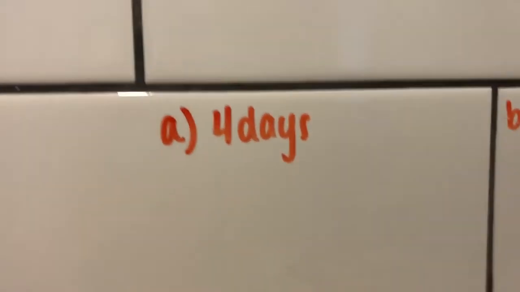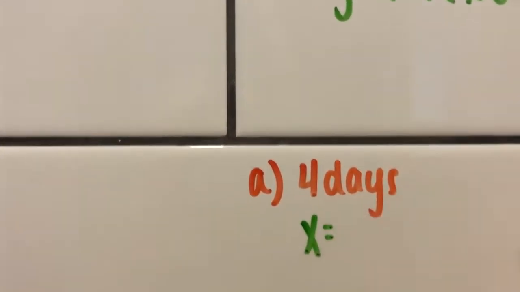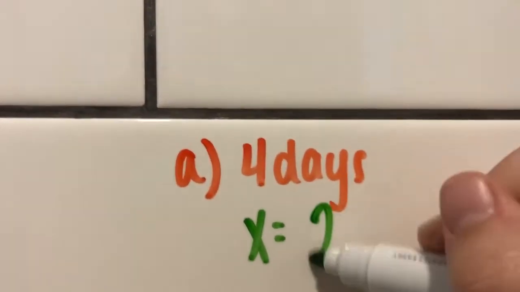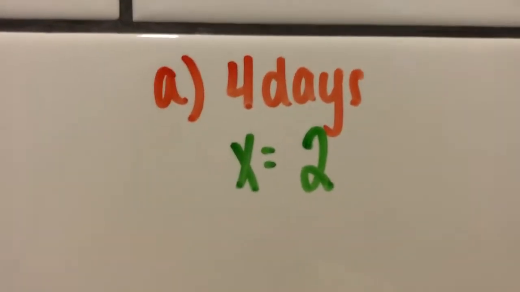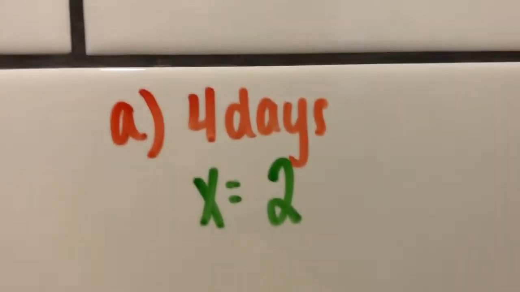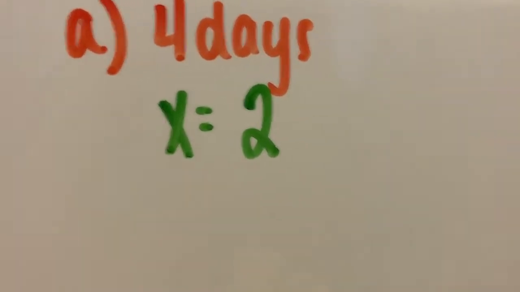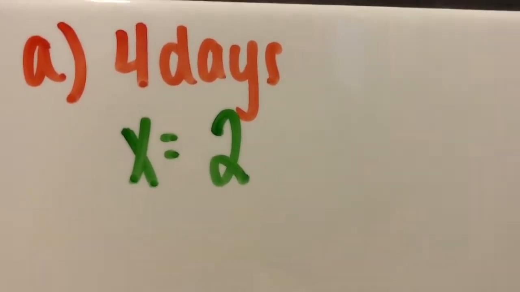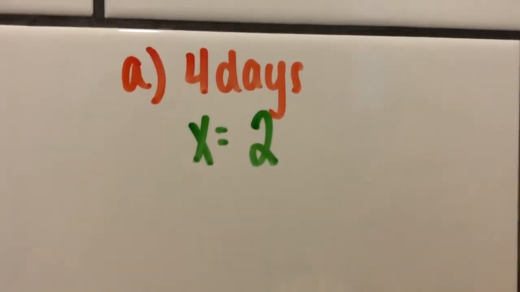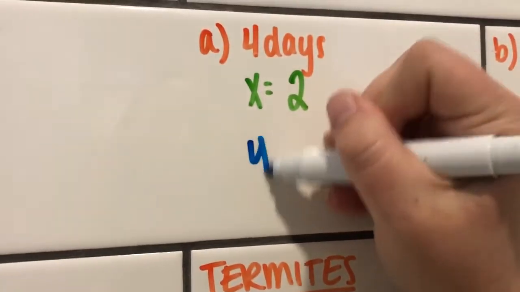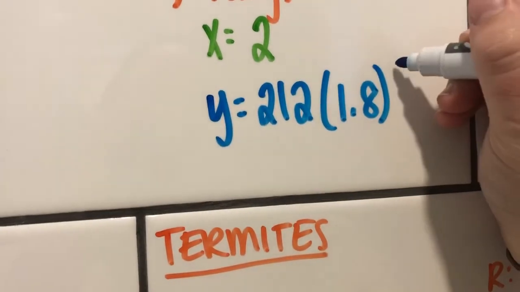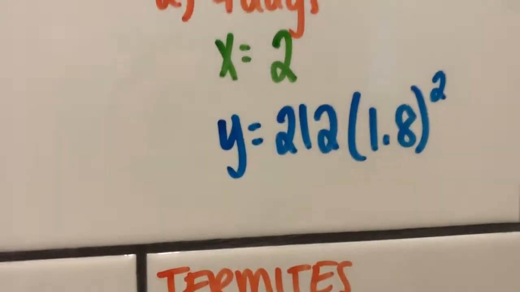So for x here, I'm not plugging in 4. If it's growing every 2 days and I have 4 days to work with, well, 2 days can fit into 4 days 2 times. So I'm actually going to plug 2 in for x in my equation here. And if you are using your phone, I'll also post a screen recording of how to use your calculator on your phone to work with these equations. So if I were to plug it into my equation, I would have y equals 212 times 1.8 to the power of 2. So that's what I would plug in.